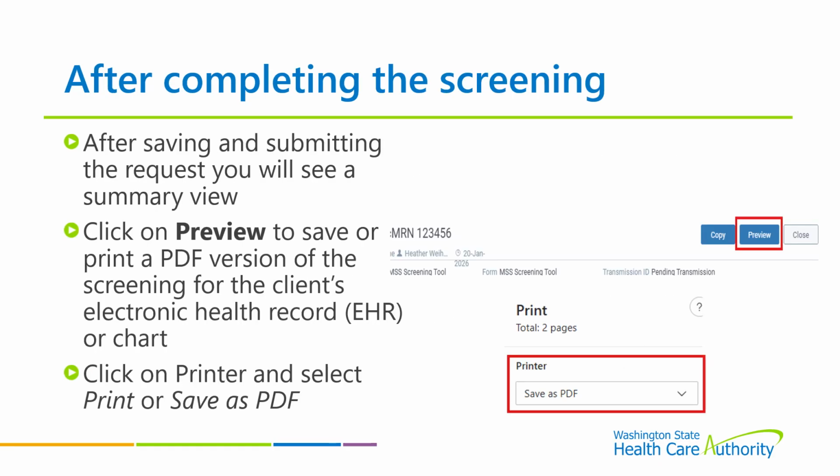Once you have hit Save and Submit, you will need to save or print the screening tool so that it can be uploaded into the client's MSS chart. From the summary view, click on Preview. After clicking on Preview, you will be taken to the print screen. Under Printer, you can choose to save the screening as a PDF in order to upload it into the client's file, or choose to send it to a printer to print the screening and then scan into the client's file. Each screening must be uploaded or scanned into the client's electronic health record or chart notes.